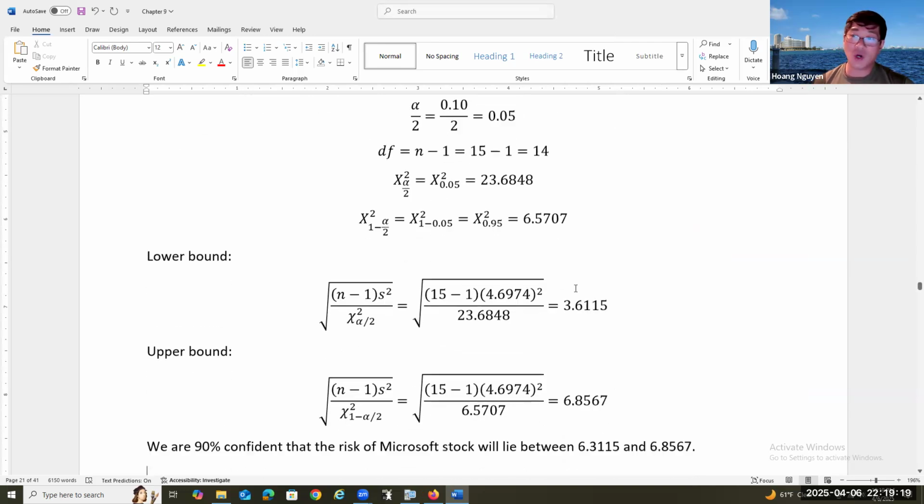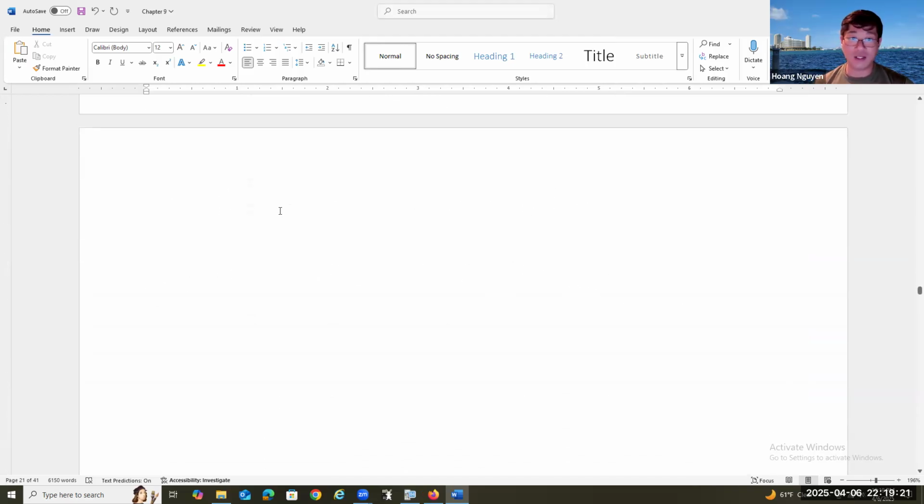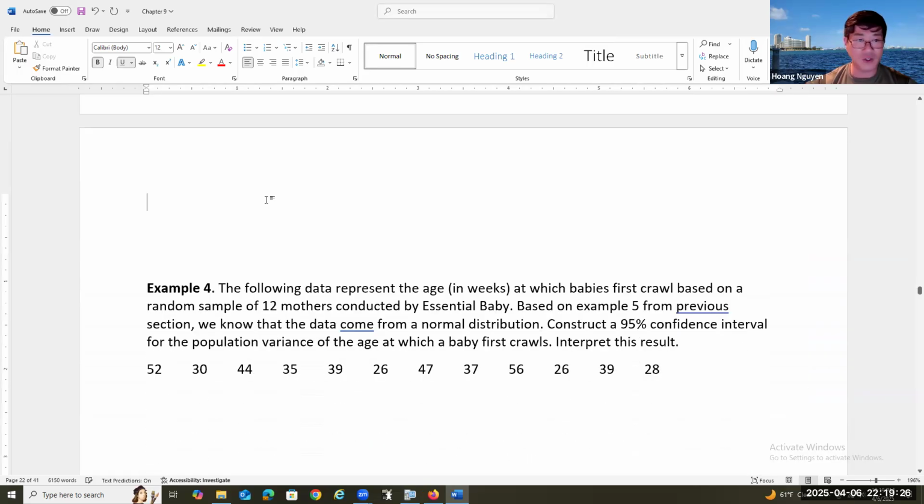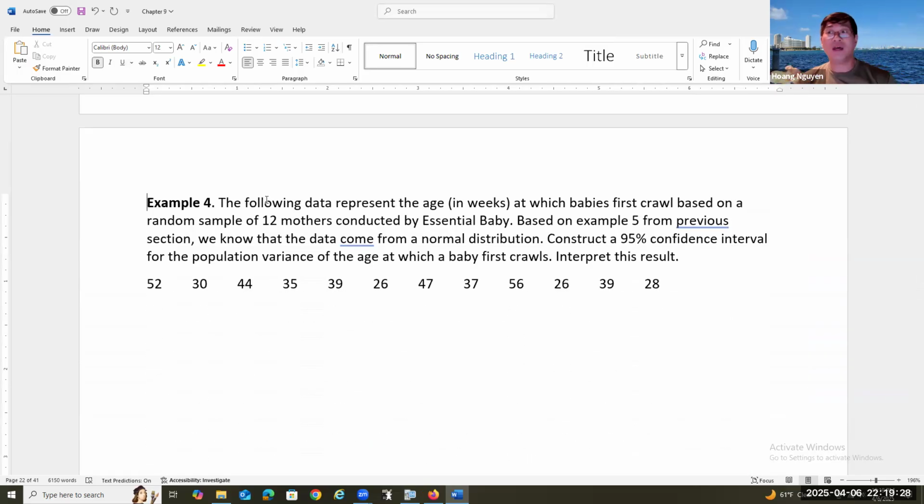So for those of you who enjoy working with a shortcut, let me take you to the second example right here. And I'm going to show what work you might need to show on the homework or on the test, right? So to convince me how you got the answer, okay. So the following data represent the age at which the baby first crawls, based on random samples of 12 mothers conducted by Essential Baby. So based on sample number 5 from the previous section, we know that the data come from a normal population, a normal distribution, so that's good.